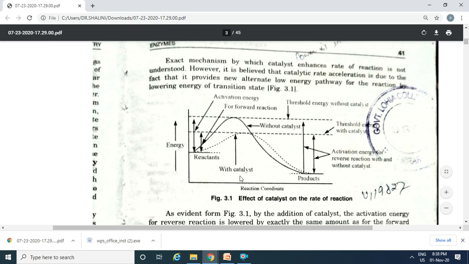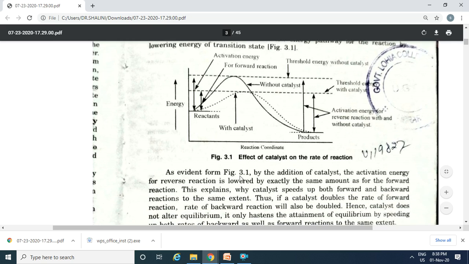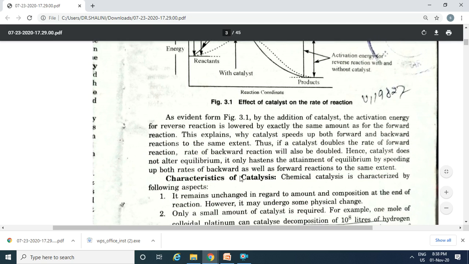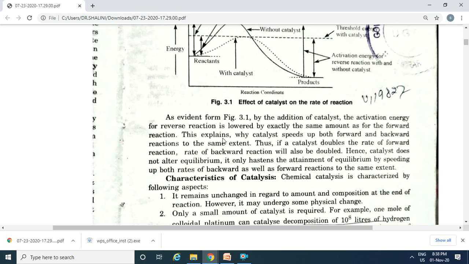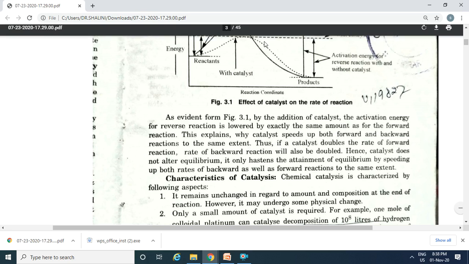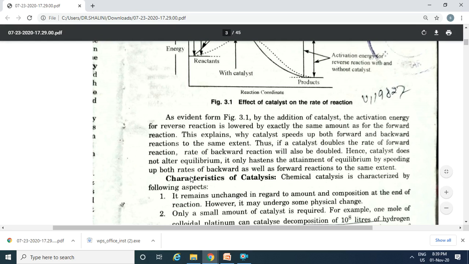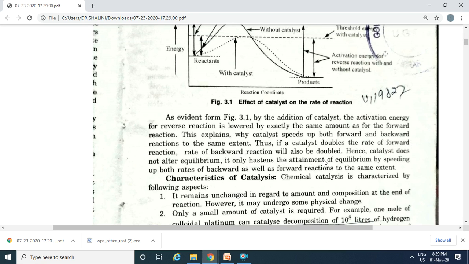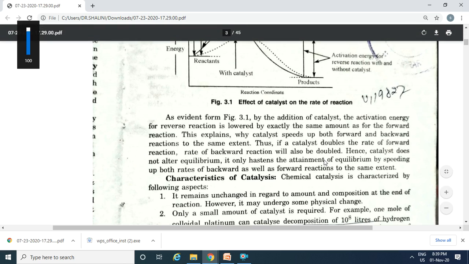of the transition state. By the addition of a catalyst, the activation energy for the reverse reaction is lowered by exactly the same amount as for the forward reaction. So this explains why a catalyst speeds up both forward and backward reactions to the same extent. If a catalyst doubles the rate of the forward reaction, the rate of the backward reaction will also be doubled.